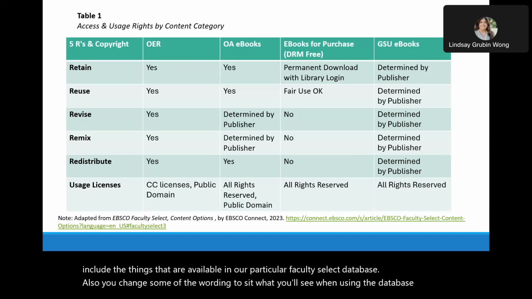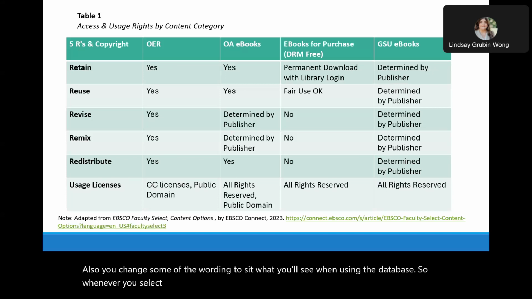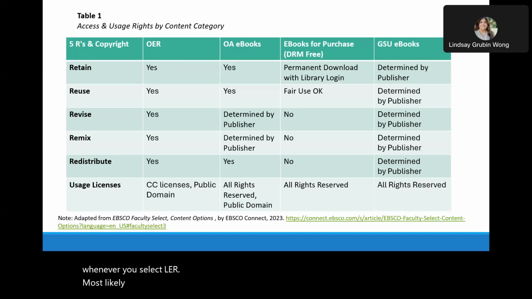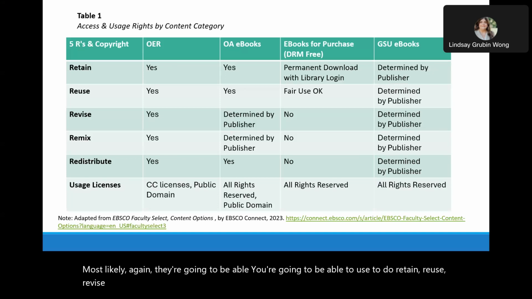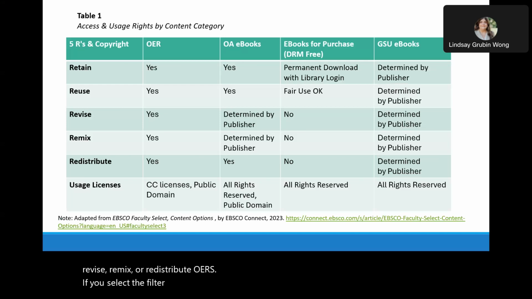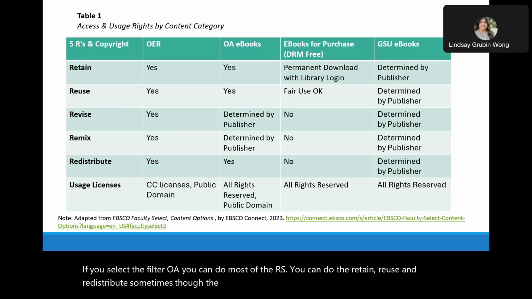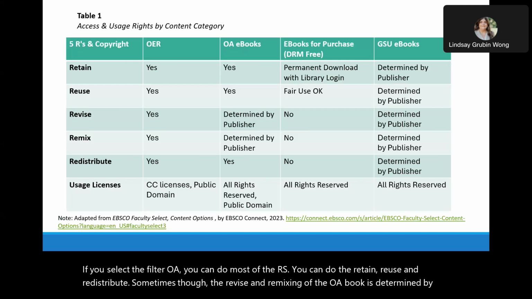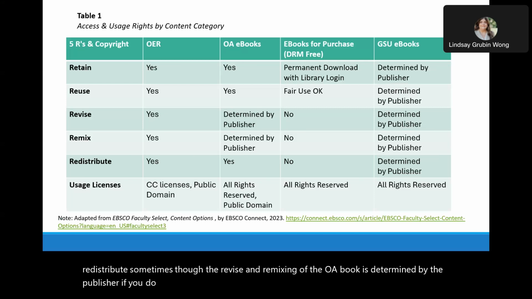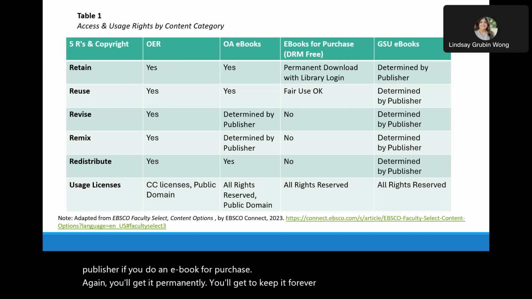So whenever you select OER, most likely, again, you're going to be able to do retain, reuse, revise, remix, or redistribute OERs. If you select the filter OA, you can do most of the R's. You can do the retain, reuse, and redistribute. Sometimes, though, the revise and remixing of the OA book is determined by the publisher. If you do an ebook for purchase, again, you'll get it permanently. You get to keep it forever with a library login.